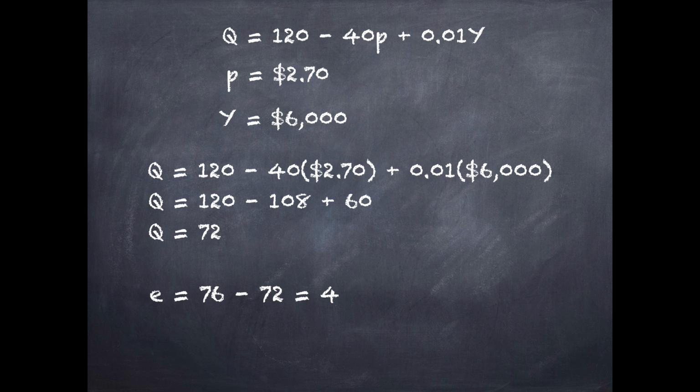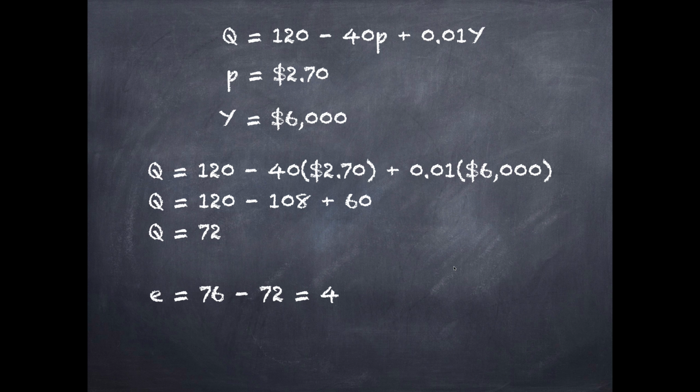The residual is going to be 4 million, because remember what the question stated was that the actual amount sold was 76 million. So our model predicted that 72 million would be sold. So our residual is 4 million. This model, this demand function, was off by 4 million.